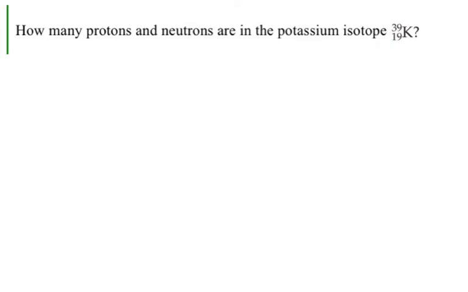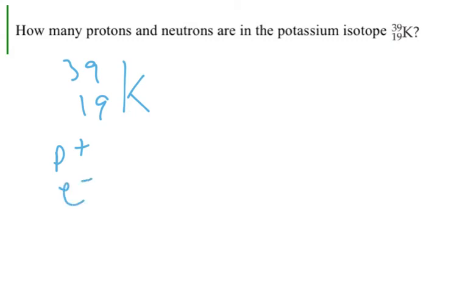Let's look at another example. How many protons and neutrons are in the potassium isotope? So again, here's the mass number on the top, atomic number on the bottom. K is potassium. In this notation, it's neutral. Okay, K is also an alkali metal. It's part of group 1, and it's a metal.